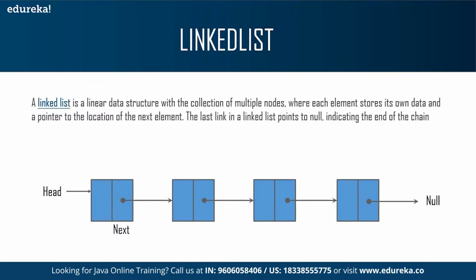So there are three types of linked list. One is singly linked list, that is unidirectional, where it contains only the information of the next node. When it comes to doubly linked list, it contains the information of the next node, also the pointer to the previous node. And when it comes to circular linked list, the last node points to the first node.